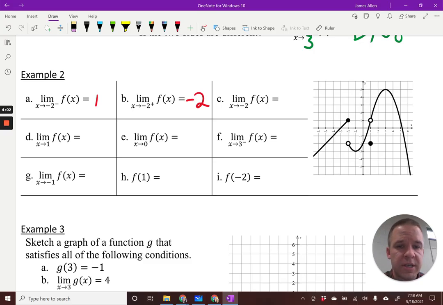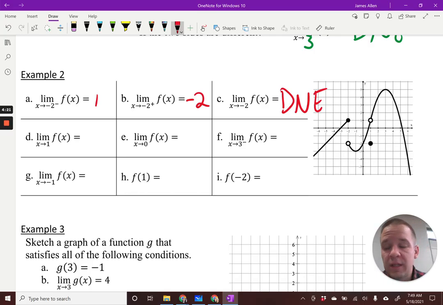Part C says, what's the limit of f of x as x approaches -2? Well, since from the left it's approaching 1 and from the right it's approaching -2, I'm not approaching the same thing, so the limit does not exist.